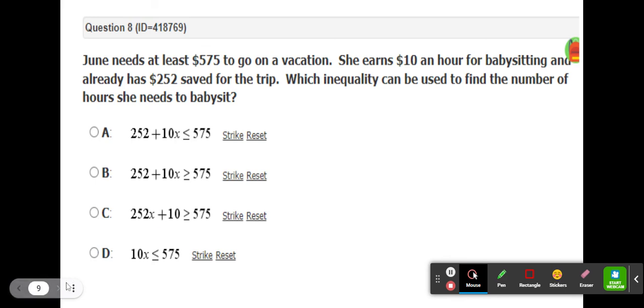All right, number 9. Oh, is that it? Okay, that was it. If you guys have any questions before you take your retake, please ask them. Hopefully this helped figuring out how to solve the inequalities and graph them.